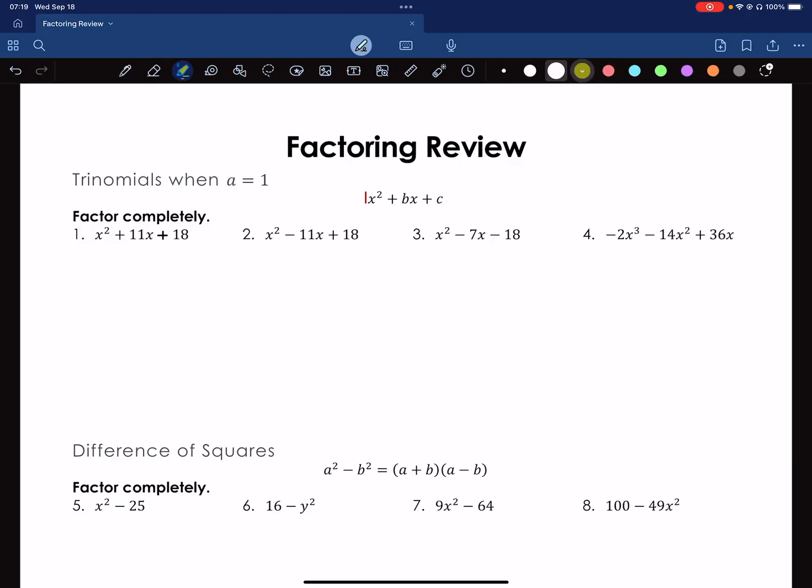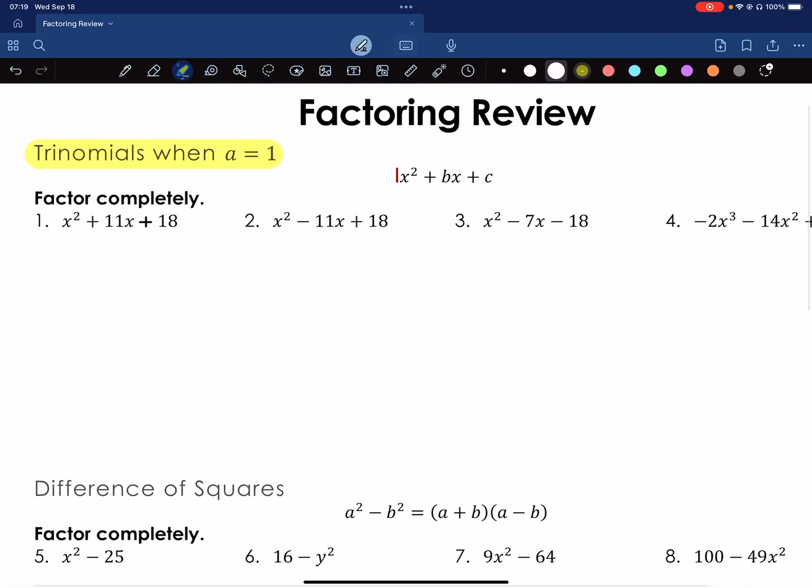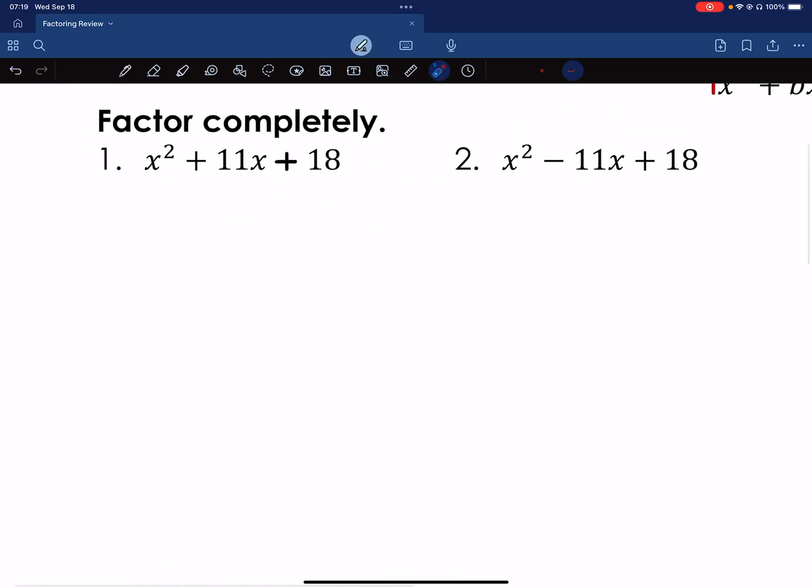First we're going to start by factoring a trinomial when a equals 1. That is when we have 3 terms and the number in front of our x squared term is a 1. So if we look at this first example, a couple things I want to point out are going to help you make factoring easier.